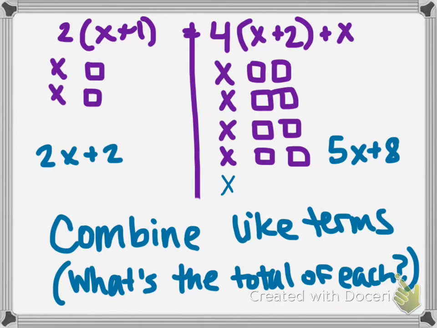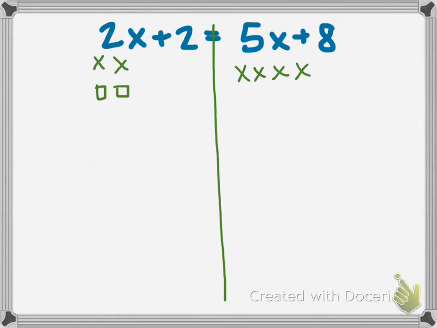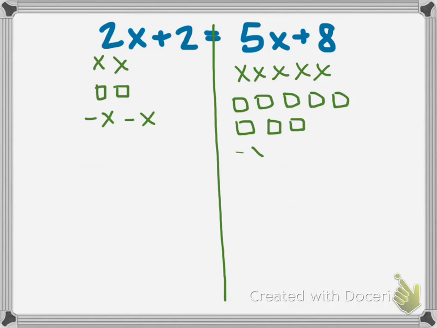Now that we have 2x plus 2 equals 5x plus 8, we have to worry about what we do now. So remember, our goal is to get x all by itself in the equation. So I need either to subtract 2x or to subtract 5x. And when we're drawing the picture, taking 2x away is much easier than taking 5x away. It just is a time saver. So we pair it up with two negative x's, and they go away.